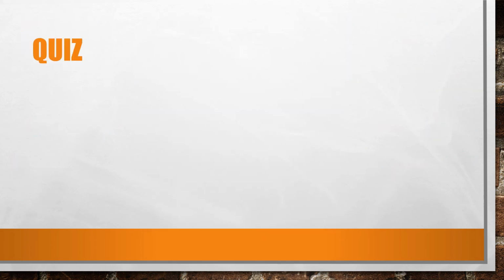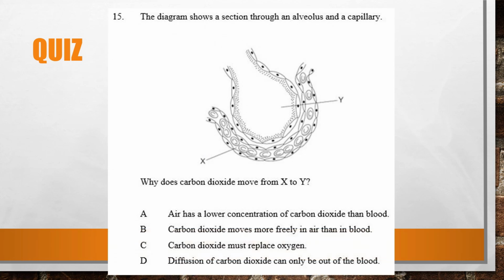Okay, next, we have a quiz. So, let's test our knowledge. Okay, the diagram shows a section through an alveolus and a capillary. Saya cakap kan soalan ni akan keluar kan. So, kita kena faham dulu soalan dia. Cross section, keratan rentas, alveolus, capillary. Alveolus mana? Inilah alveolus ni.